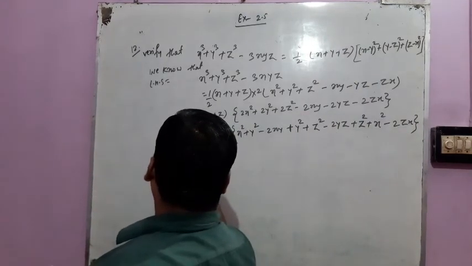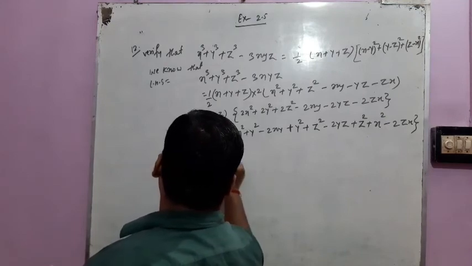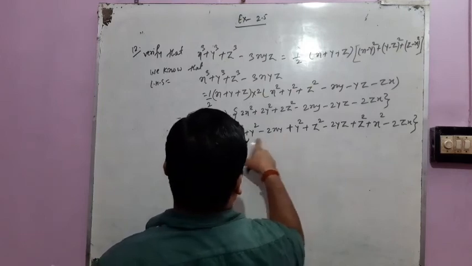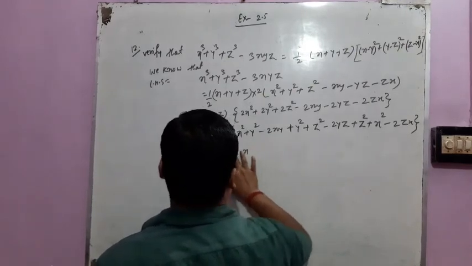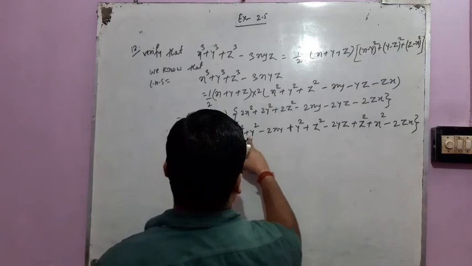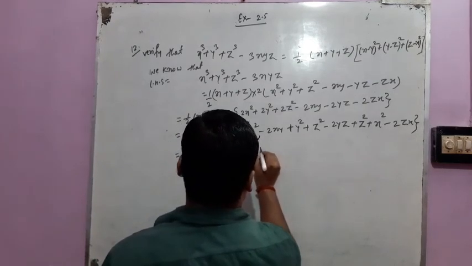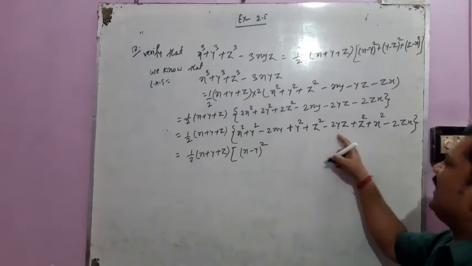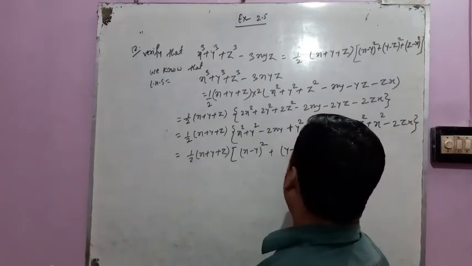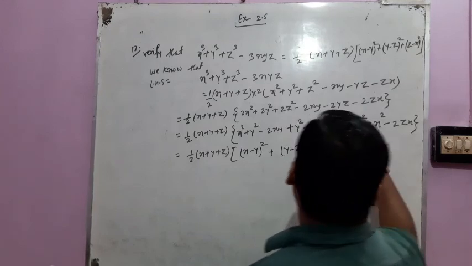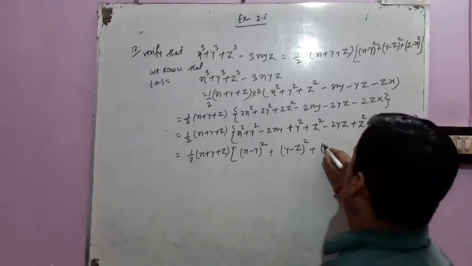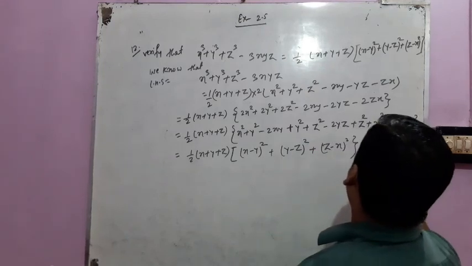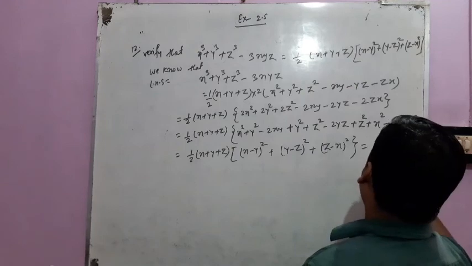So 1 by 2 x plus y plus z into, what is the full form of x square plus y square minus 2xy? We can write a square plus b square minus 2ab, so (x minus y) whole square. What can we write in terms of this identity? (y minus z) whole square. And what can we write for this term? (z minus x) whole square. This way we get the value, the RHS, verified.